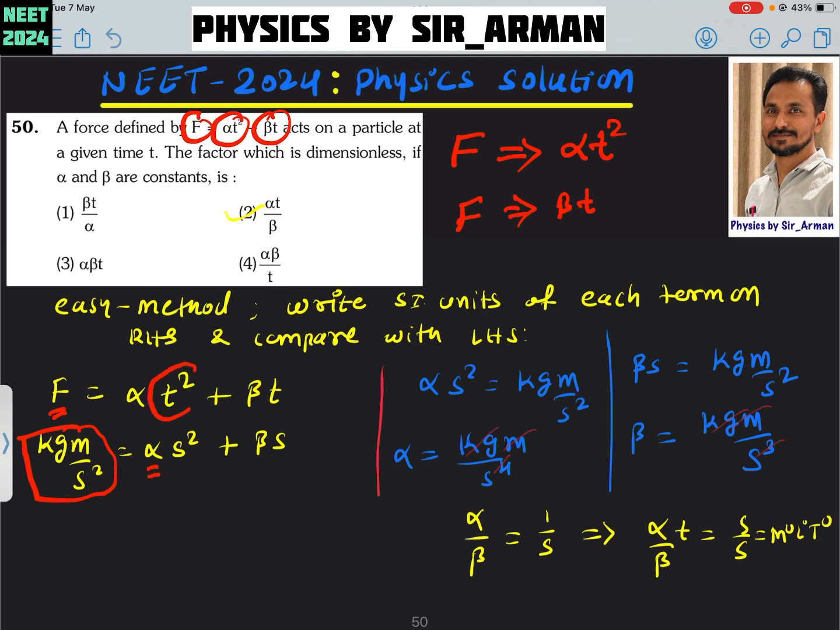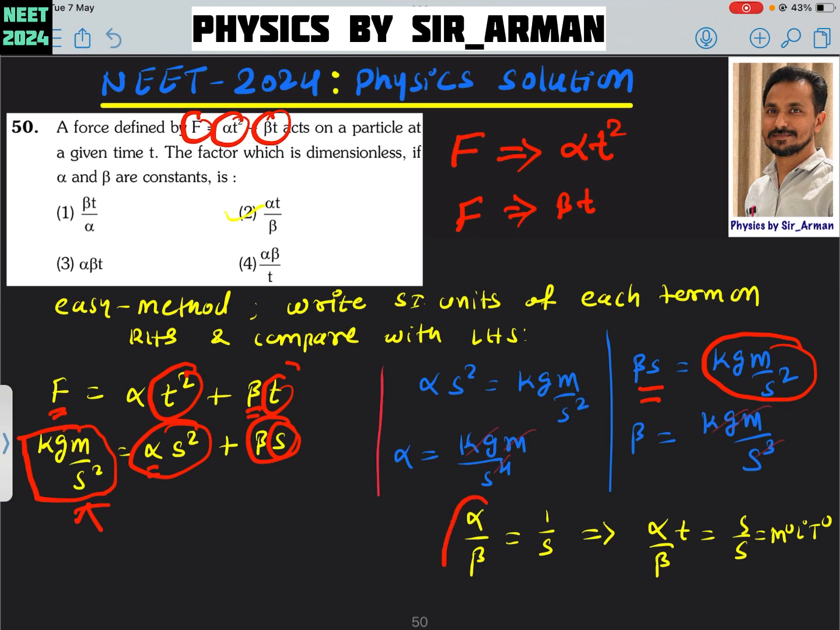Alpha as it is, here it is t, and unit of time is second, so it is second square. Here it is beta, and unit of time is second. Now I am just comparing these two terms. First I am comparing alpha s square with kg meter per second square. So alpha will be kg meter by s raised to 4. Similarly, I am comparing beta t or beta into s with this term. So again beta into s is equal to kg meter per second square. So beta becomes kg m by second cube.